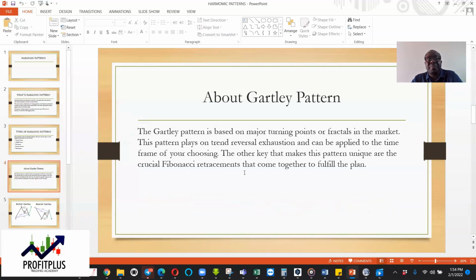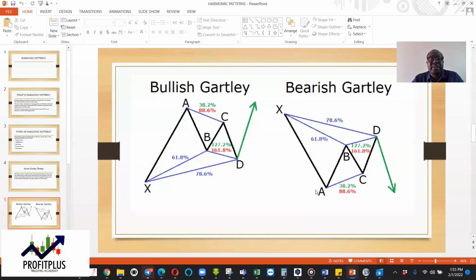So let's look at the Gartley pattern, a little bit of background information on it. The Gartley pattern is based on major turning points or fractals in the markets. This pattern plays a trend reversal exhaustion and can be applied to any time frame of your choice. The other key that makes this pattern unique are the crucial Fibonacci retracements that come together to fulfill a plan. Now let's go into the bullish Gartley, and then the bearish Gartley. Each of the Gartley patterns has 2 types, the bullish Gartley and the bearish Gartley.